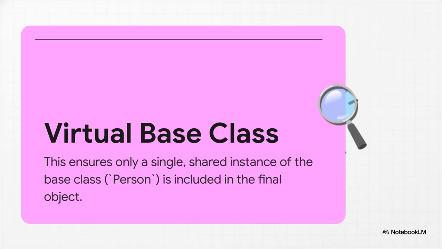So what is this virtual keyword really doing under the hood? Well, it turns person into what's called a virtual base class. This is basically a special instruction to the C++ compiler that says, hey, listen, I know you see multiple paths leading back to the person class, but I want you to make sure there is only one single shared instance of person in the final object. And just like that, the two paths merge and the ambiguity completely vanishes.